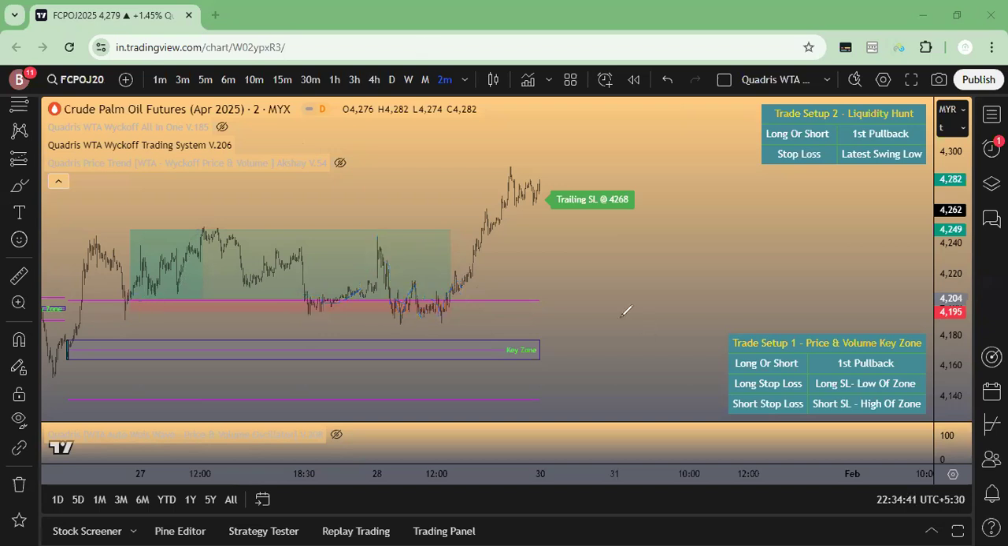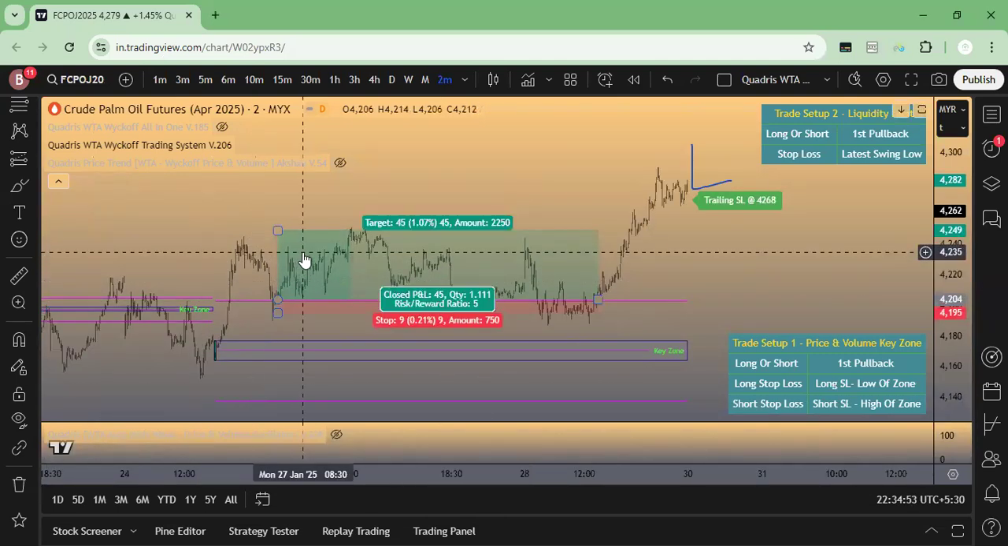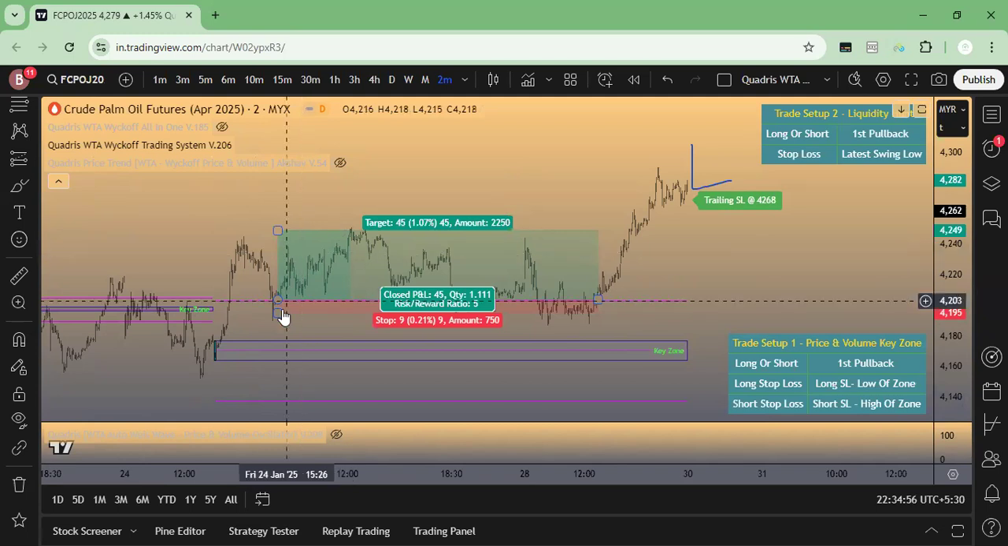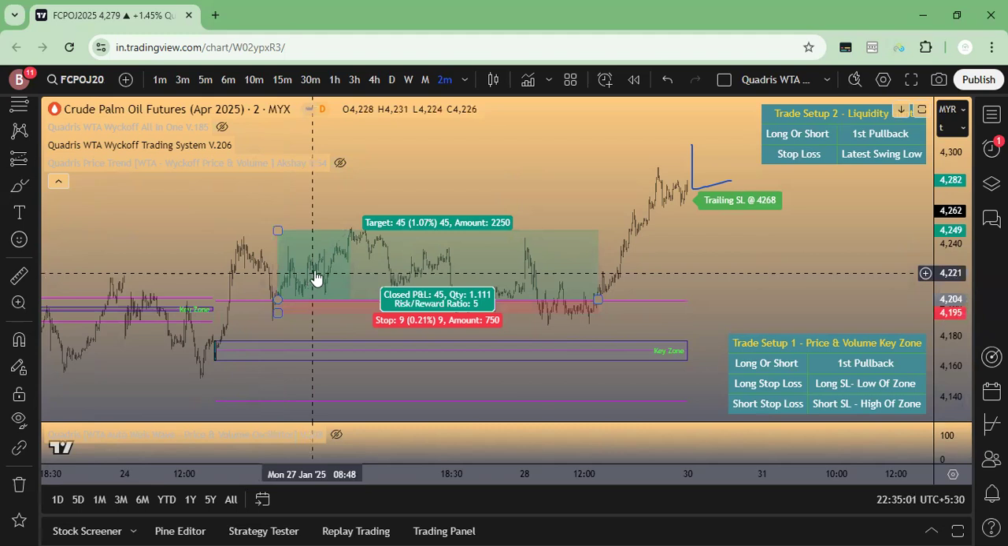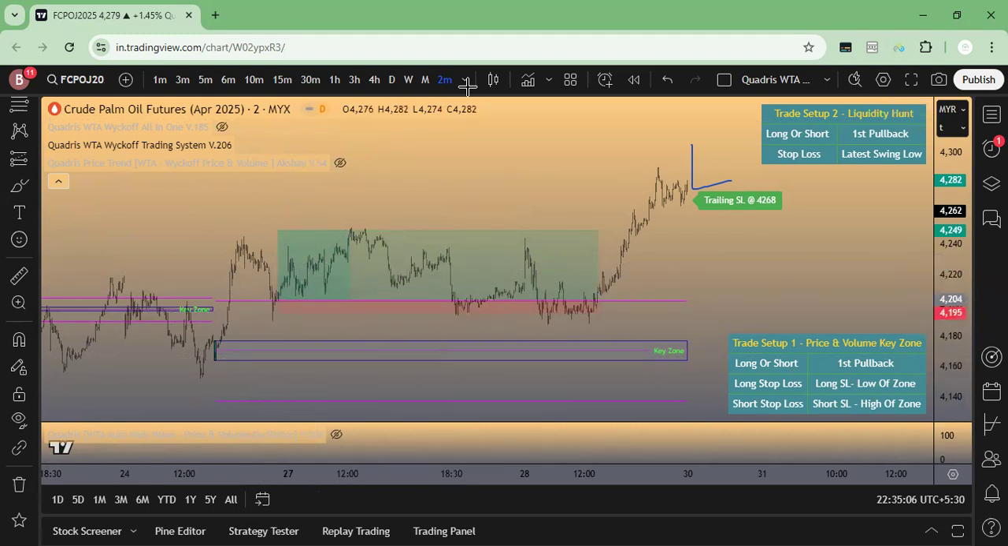So in liquidity hunt, we haven't got any trade, but in key zone, we got a trade at this particular point, which yielded a 1 to 5 risk to reward ratio. Against my risk, I got 1 to 5, which is, I guess, good for any market. I don't know what lot size they trade with.